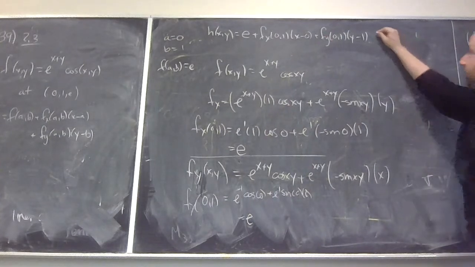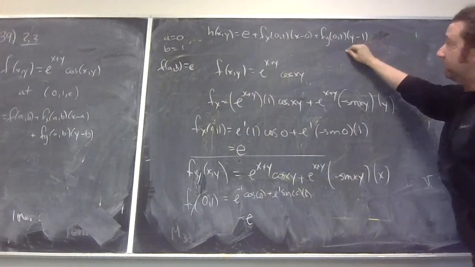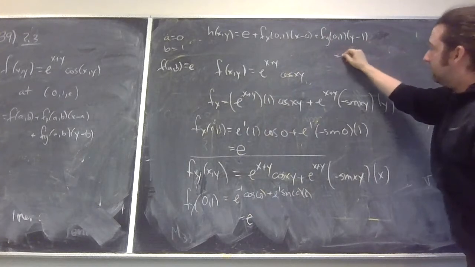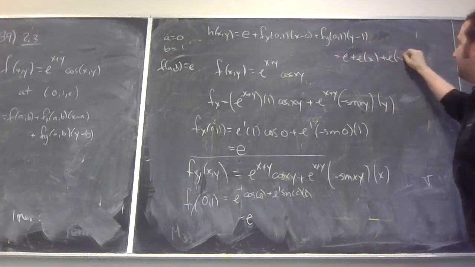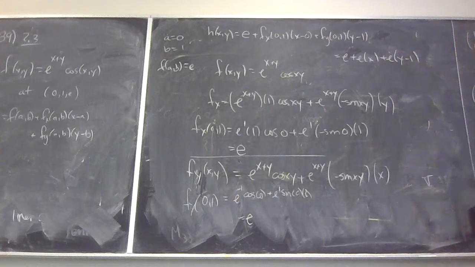And so I feel a lot of e's running around this equation. So you get e plus e times x plus e times (y minus 1). That's a whole lot of e. But that's the equation of the tangent plane. So that's the basic form. I promise the problems on exams will be like this. Zeros and ones, and so things turn out nicely.